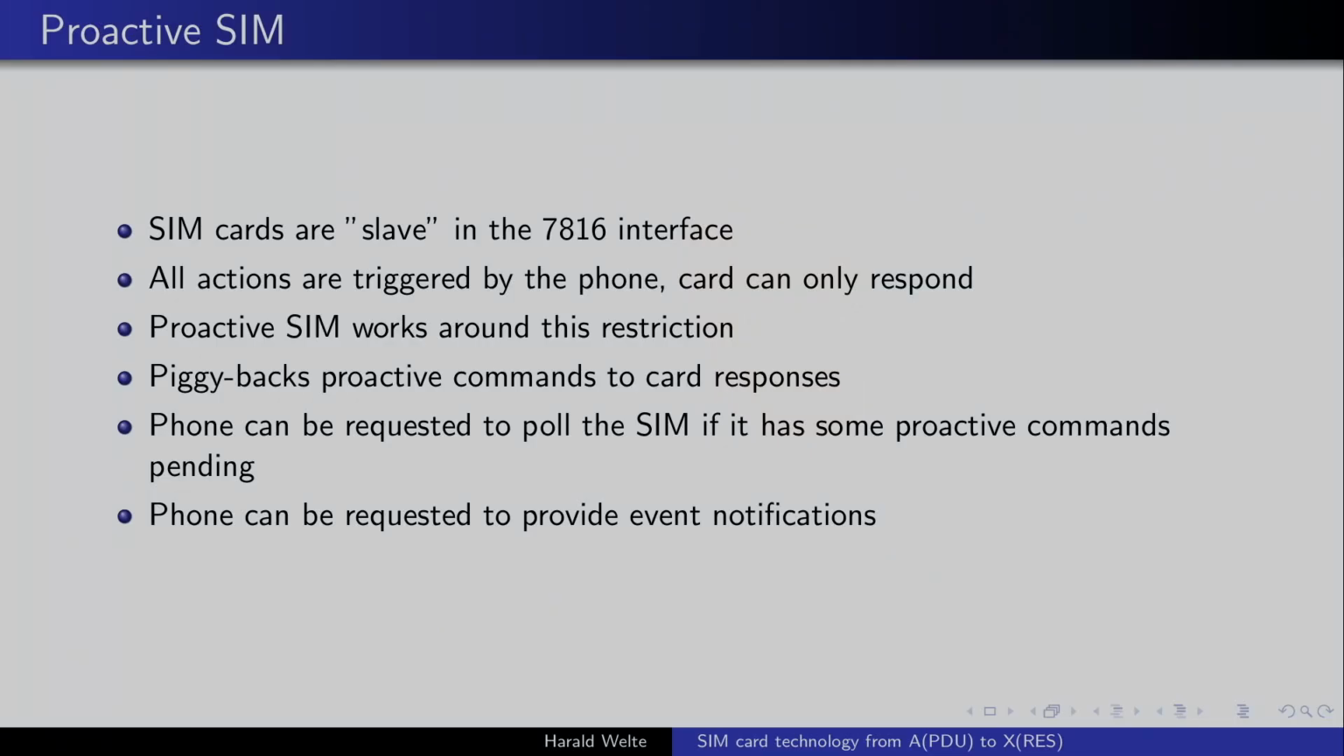The next step after SIM toolkit is the so-called proactive SIM. If we look at the SIM card communication as it is specified, or smart card communication in general, it's always the reader, in this context the phone, that sends an instruction to the card, and the card responds. So the card is always the slave in the communication, and it doesn't have any possibility to trigger something by itself. And that was worked around by the proactive SIM specifications, where a command or a request from the card is piggybacked into responses to the commands from the phone to the card.